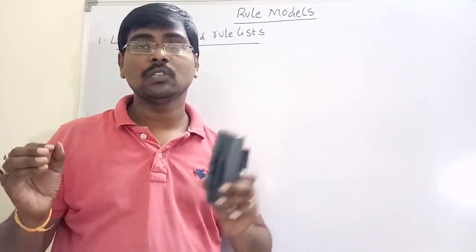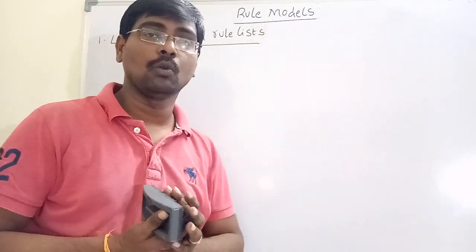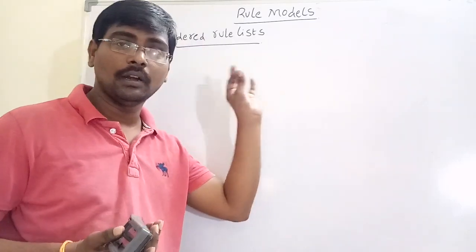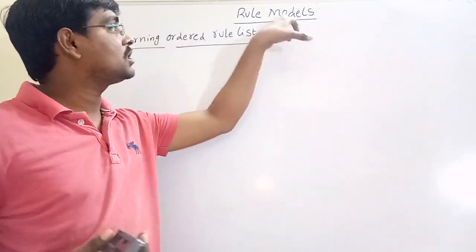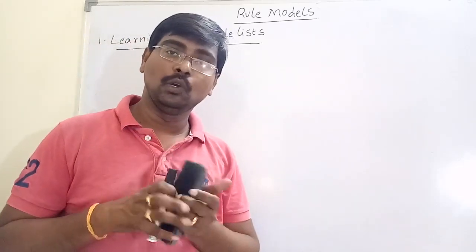In logical models, we have two types of models. One is the tree model, the second one is the rule model. We already discussed the tree model, for example, decision tree. Now in this session, we will discuss the rule model. The rule models are implemented in two ways.